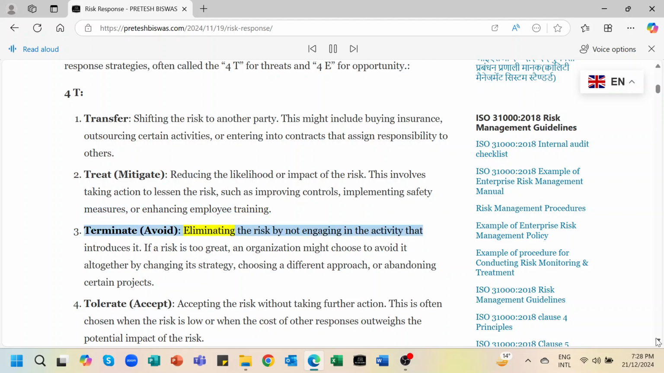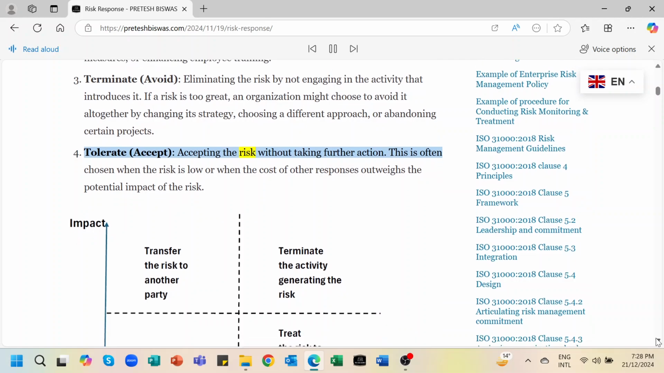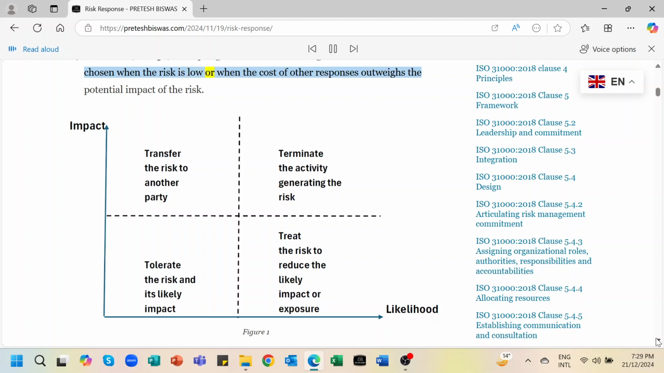Terminate. Avoid, eliminating the risk by not engaging in the activity that introduces it. If a risk is too great, an organization might choose to avoid it altogether by changing its strategy, choosing a different approach, or abandoning certain projects. Tolerate. Accepting the risk without taking further action. This is often chosen when the risk is low or when the cost of other responses outweighs the potential impact of the risk. Figure 1.